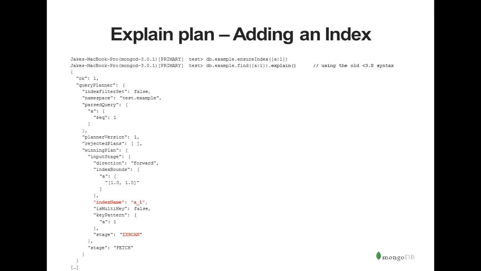I run that explain plan again, and now I find that the winning plan is actually using an index. So you see the stage highlighted there as IX scan, that means index scan. So I have now gone from doing full collection scans to actually using an index. So that's an example of finding a query that's not using an index, adding an index, and then seeing that the index is used. So that's the old 3.0 syntax, or sorry, the less than 3.0 syntax.